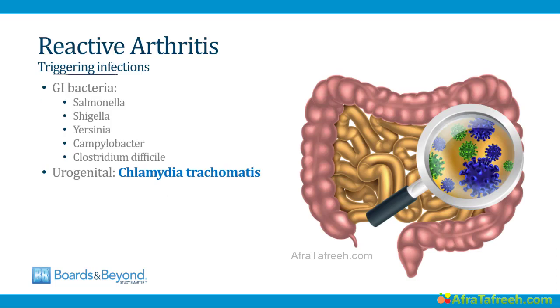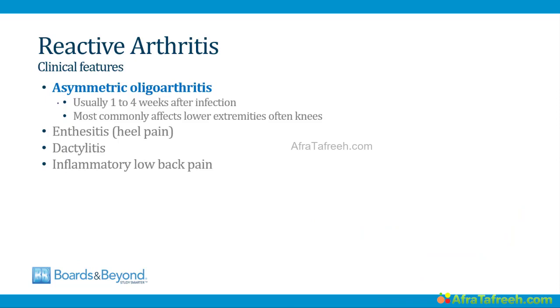Some of the classic triggering infections for reactive arthritis are first of all GI bacterial infections, like all of the bacteria shown here on this slide. It's also classically triggered by urogenital infections with chlamydia. This can lead to reactive arthritis. Although it can involve a single joint, often reactive arthritis presents as an asymmetric oligoarthritis, usually 1 to 4 weeks after an infection, most commonly involving the lower extremity joints, especially the knees. And then as I mentioned before, you can see enthesitis, dactylitis, and you can also see inflammatory low back pain.